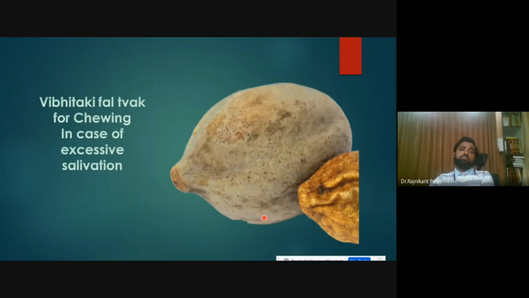We can also use Vibhitaki Phalamajja for chewing purposes when there is excessive salivation. Here again, Ati Lalasrava or Praseka is a symptom of Kapha prakopa. So such patients who have oral osteomyelitis or of the maxillary bone, hard palate, complain of too much salivation. They have to keep a napkin with them and wipe out the saliva. So in that case, we can advise chewing of this Vibhitaki Phalamajja. It is the best Kapha nashak.